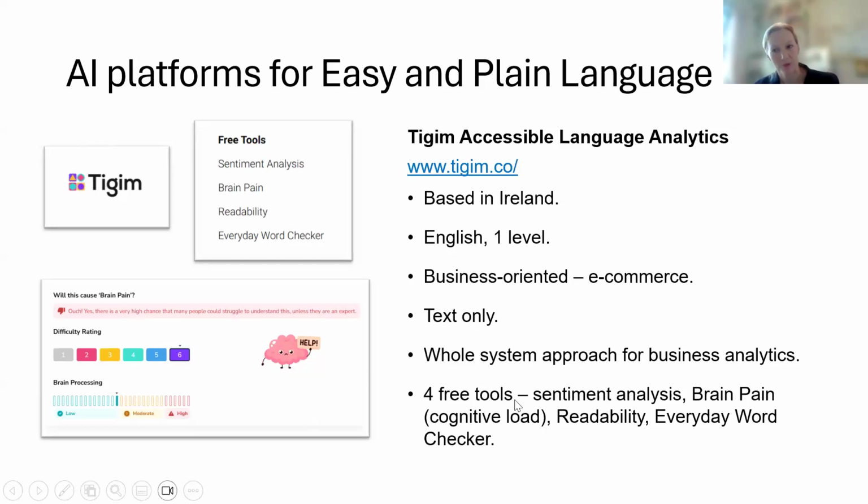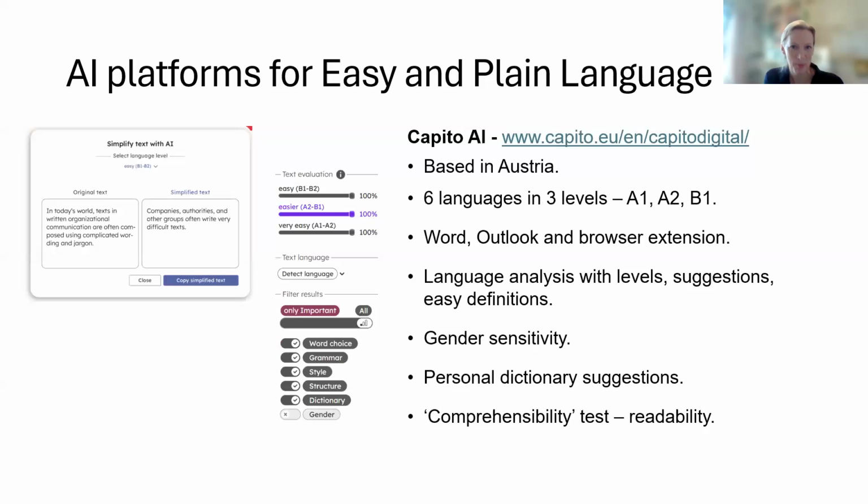However, it's a paid for tool, but they do have 4 free tools. So you can see here sentiment analysis, brain pain, which I think is basically cognitive load, making sure it's not too onerous. Readability, which there are some issues with readability formulas, and an everyday word checker. So they might be of interest and useful. You can see here's a picture just showing you how quite difficult a word is.